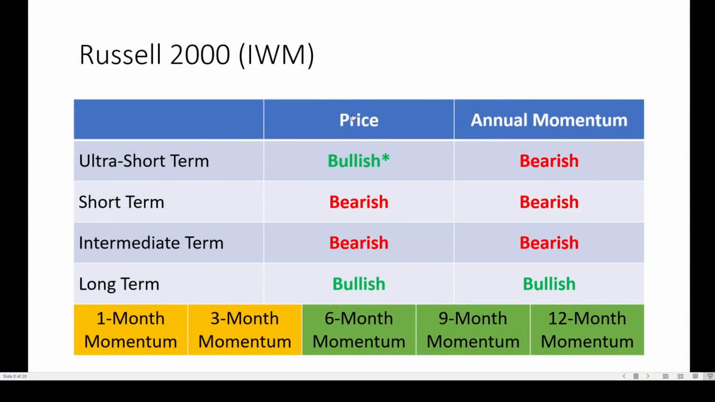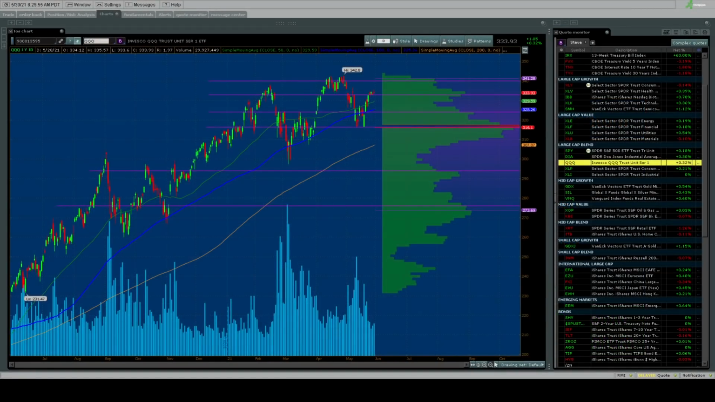Remember, the small caps lead the large caps. So one thing you want to watch is the Russell 2000. Annual momentum unchanged, price virtually unchanged. 1 and 3 month momentum went from red to yellow or gold, meaning they are now negative and rising instead of negative and falling. That generally is a positive indicator.